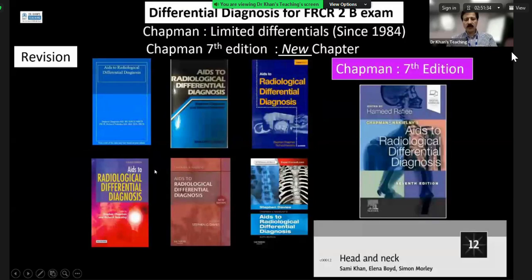Last time also I encouraged you, let me stop these annotations just 1 second. In the current Chapman, we have written a new chapter, which is the head and neck chapter, and we have completely revised it according to the spaces. So I encourage you to follow this, and we will show it to you as we go through this course also.